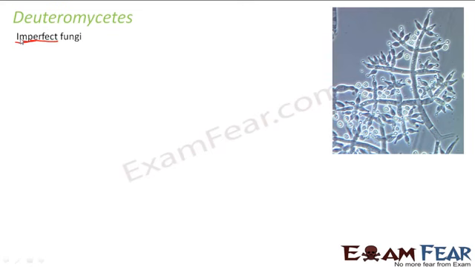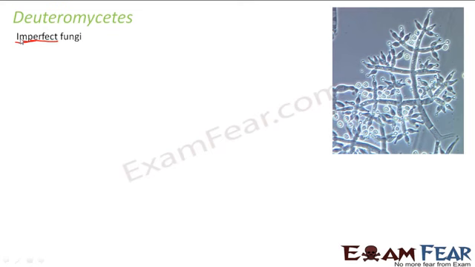Now these are the group of fungi where there is no perfect reproductive stage in their life cycle. When I talk about reproductive stage, I am talking about the sexual reproduction. There is no sexual reproduction which is seen in these type of fungi, and due to the absence of a perfect reproductive stage, they are known as imperfect fungi.